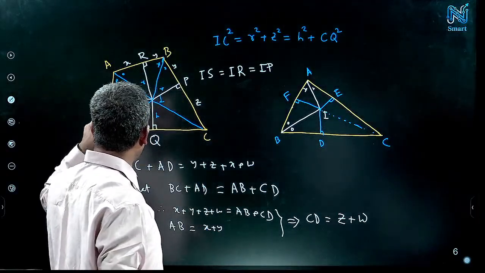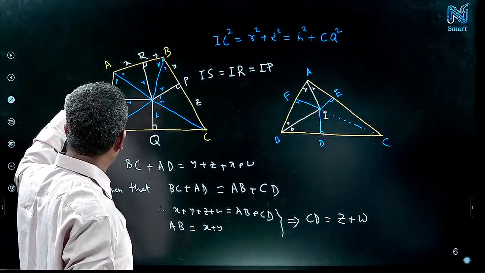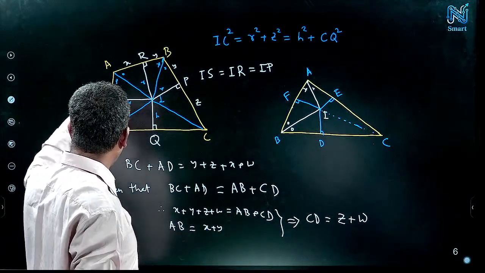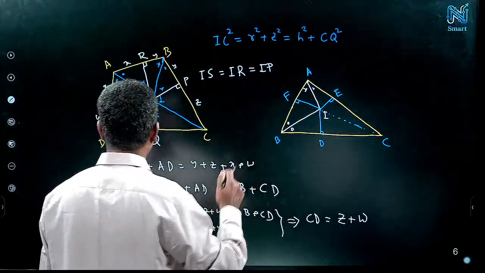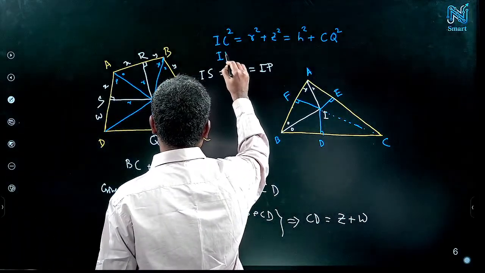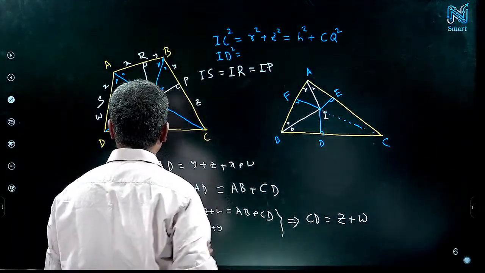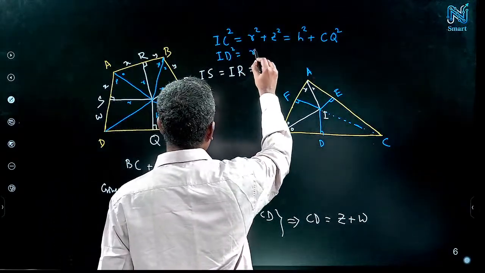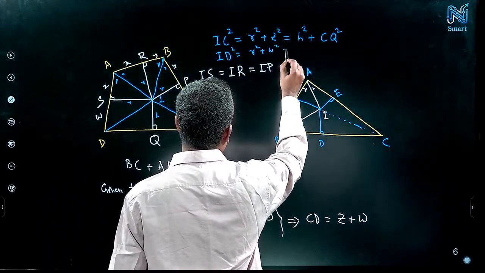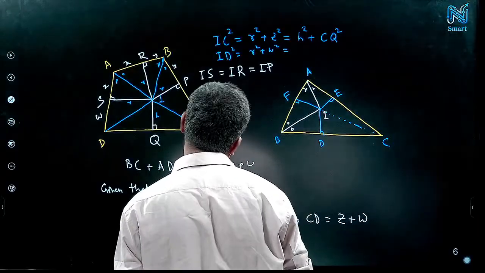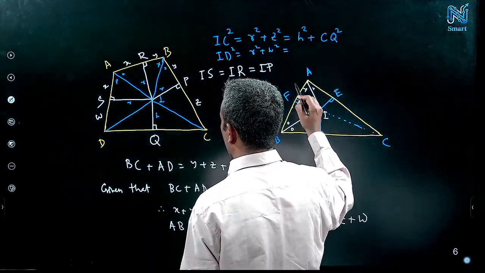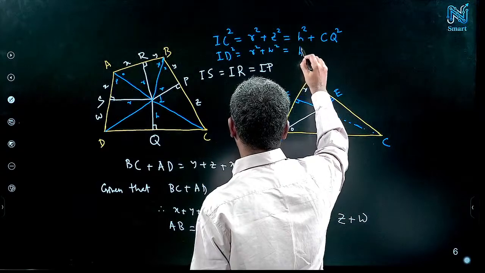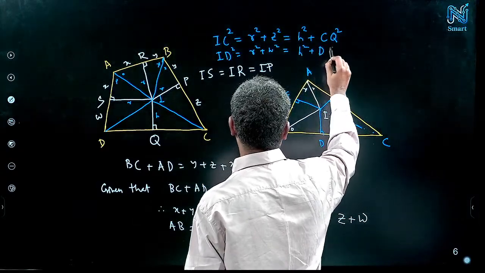If I use the Pythagoras theorem on the triangle ISD, what do you get? ID square is R square plus w square, right? And this equals H square plus DQ square. Very good.